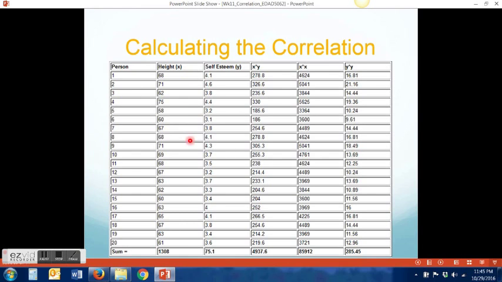Alright, so let's take a look at our data. We've got 20 rows of data. We've got the people with the height that we've seen before. We've seen the self-esteem scores. Now here is the multiplication of height and self-esteem. That's x times y here. This is the square of height. This is the square of self-esteem. If we were to add those all up together, we get the sums across the bottom.